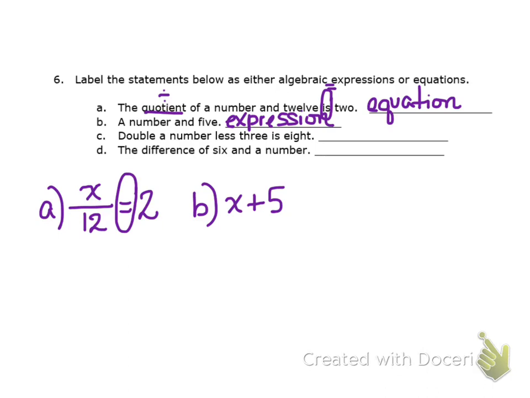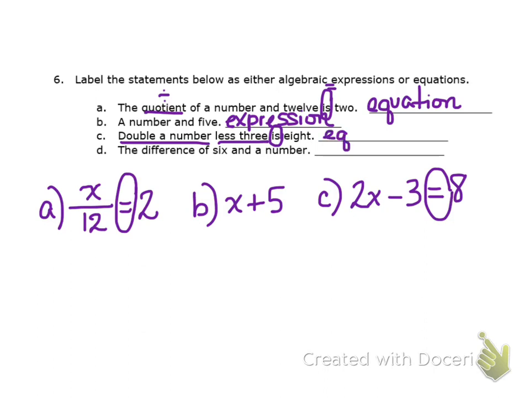Okay, let's look at C. Double a number. So double a number, that means 2 times a number. If we doubled a number, we'd multiply it by 2. Less 3, so minus 3 is, there's that keyword, is, equals 8. Okay, this equal sign here tells me that that is an equation.